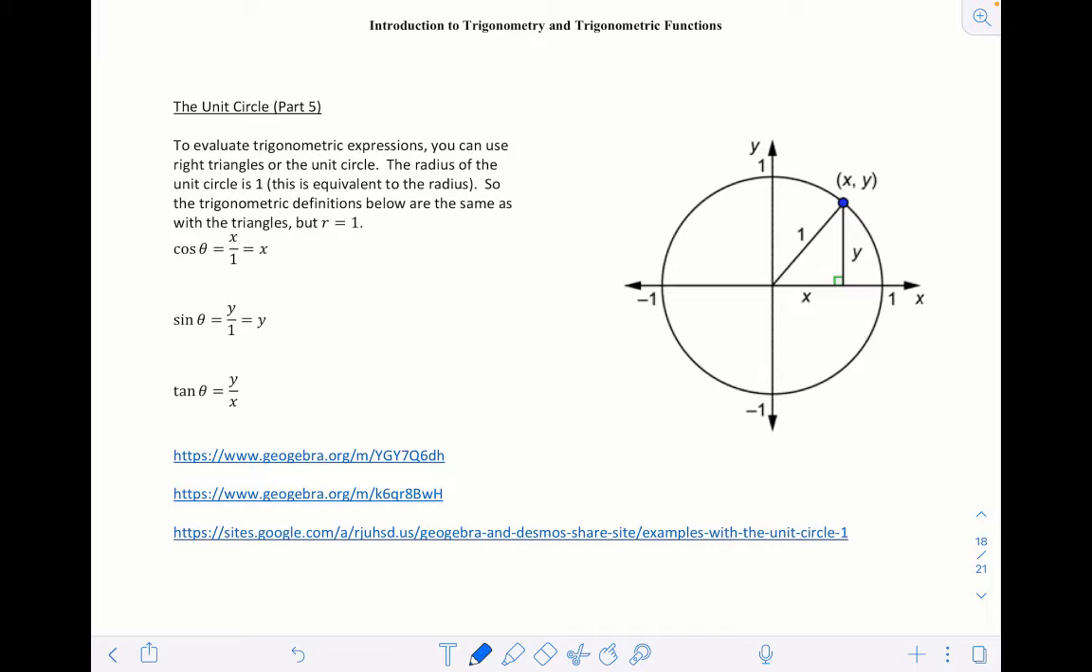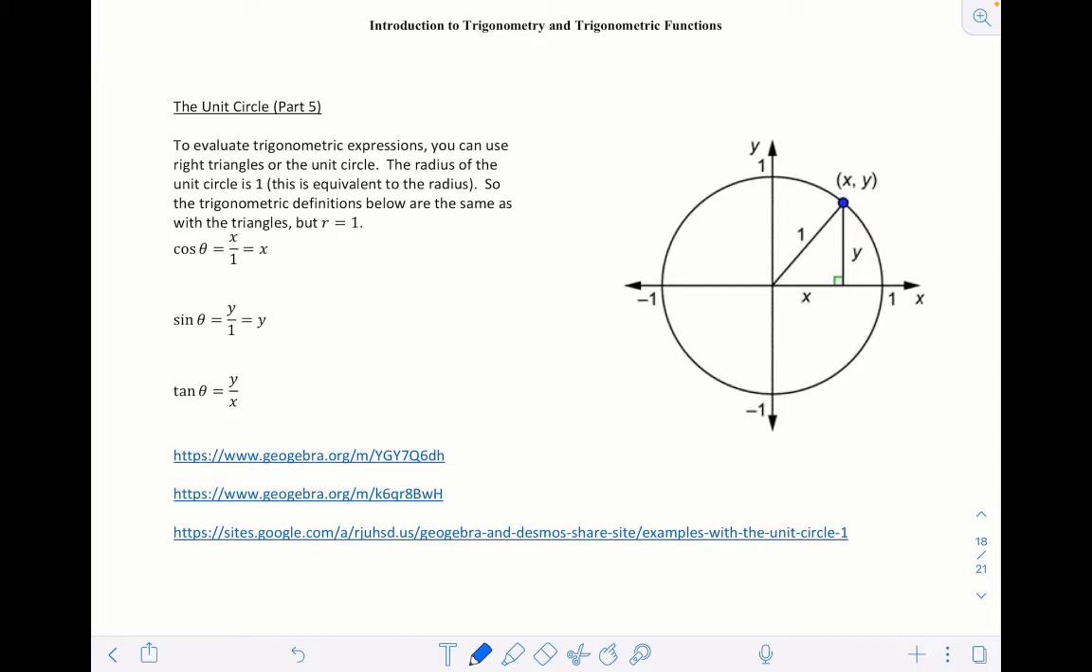So something we've already kind of talked about is that the adjacent side is the same as the x value and the opposite side is the same as the y value. What's different with the unit circle is that the radius is always 1. So that means that the hypotenuse is always 1.